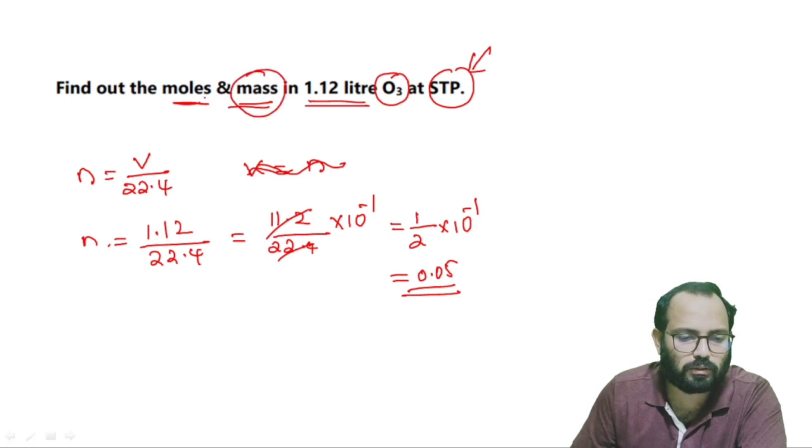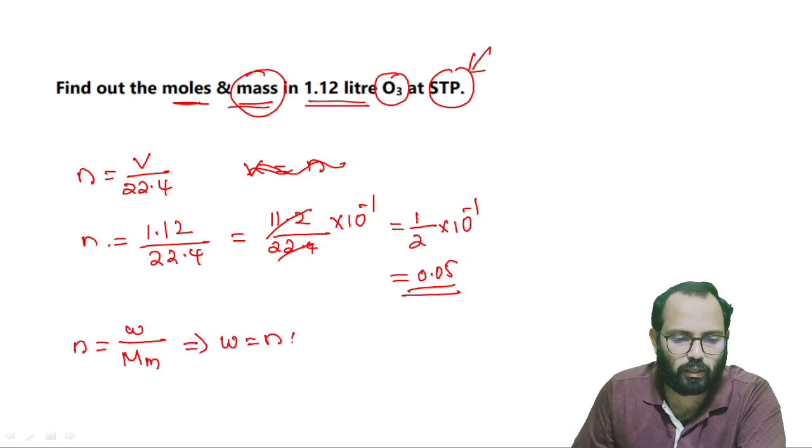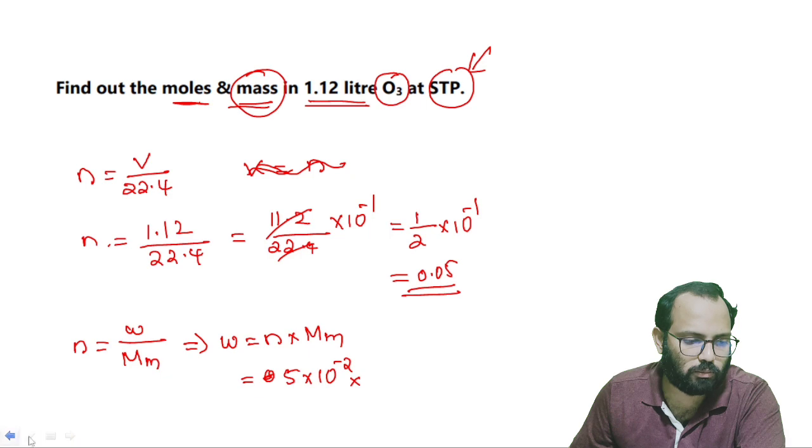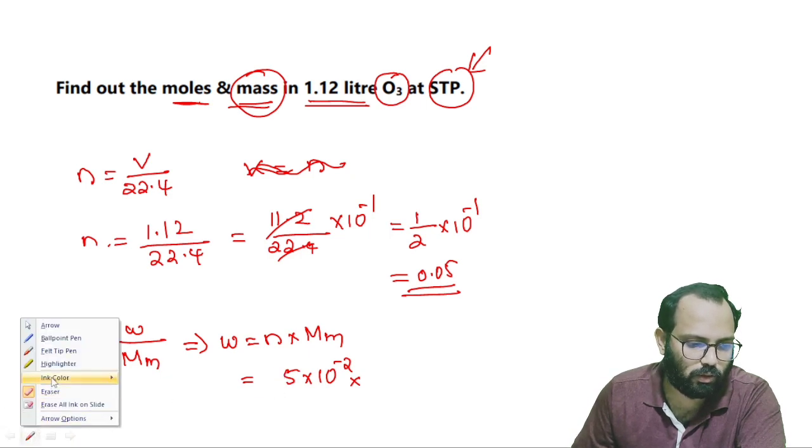Then we have to find out the mass. Again, we substitute number of moles is equal to given mass by molecular mass. That implies mass is equal to N into molecular mass. N is 0.05, that I can write as 5 into 10 power minus 2, into molecular mass of ozone. What is the mass of ozone? Mass of ozone is 48, right?